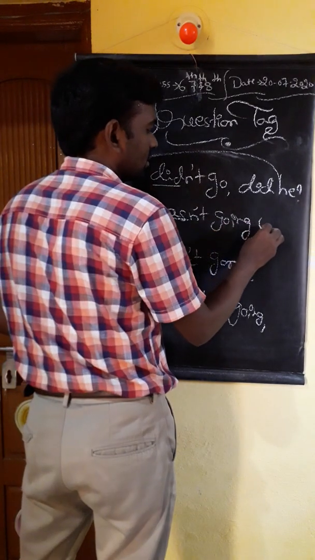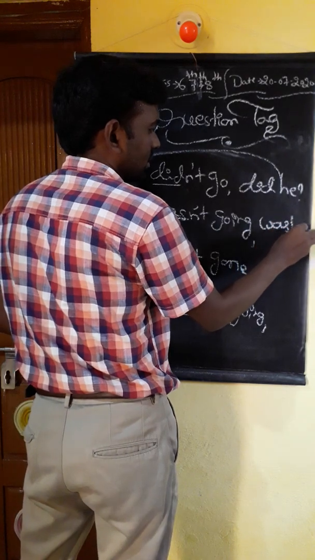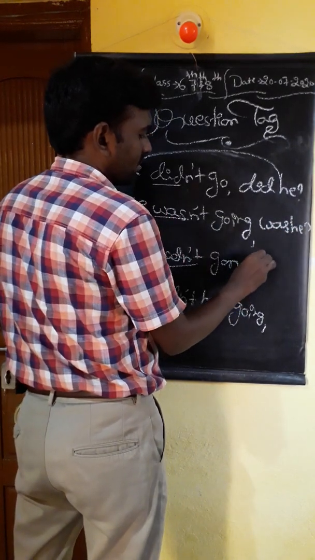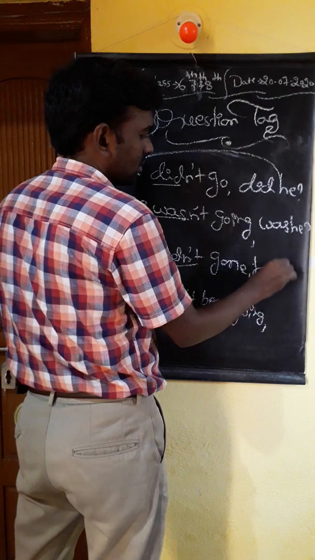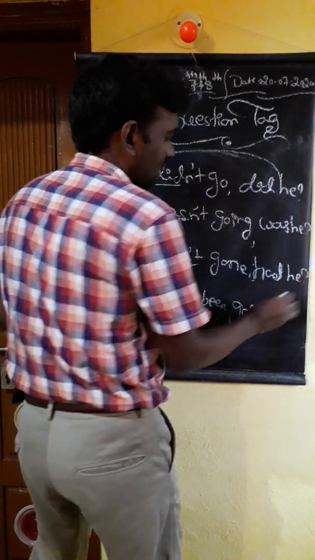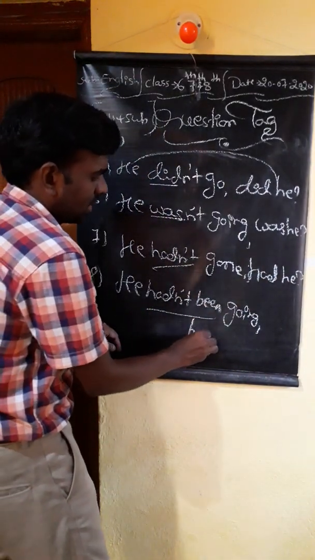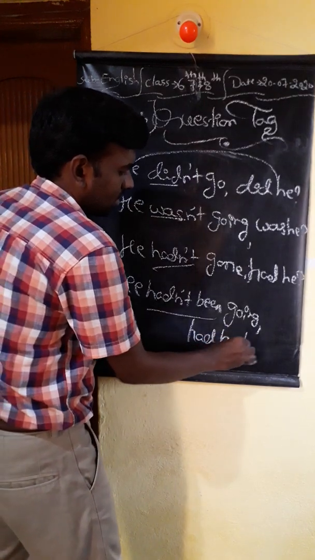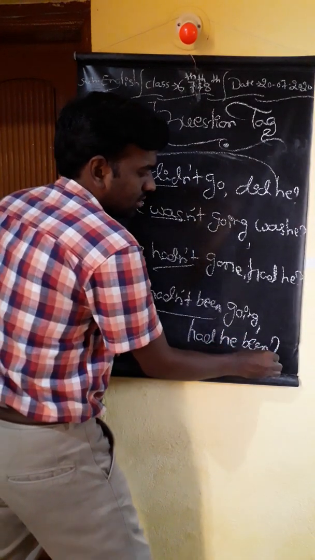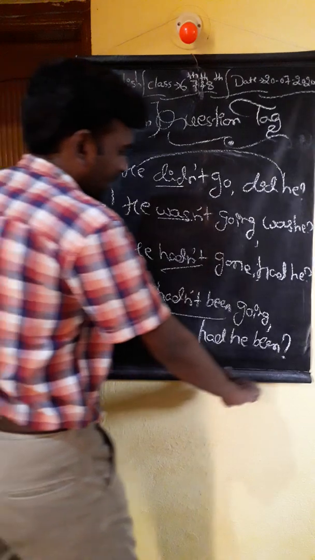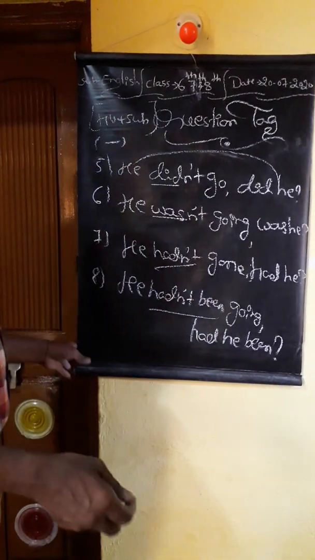And here, so was he. Again here, had he. Again here, had he been. Okay, so now I would like to repeat the things.